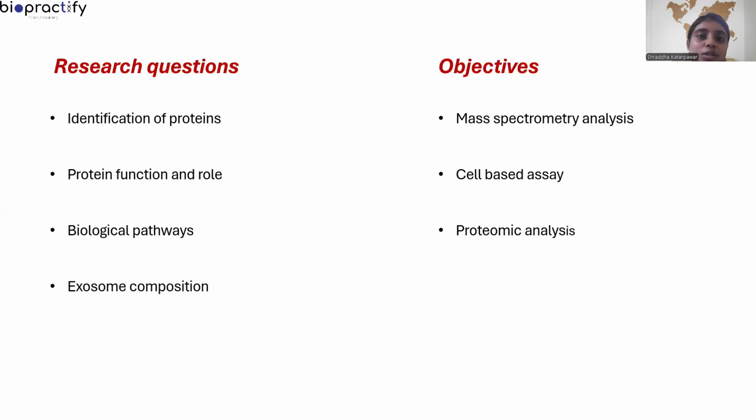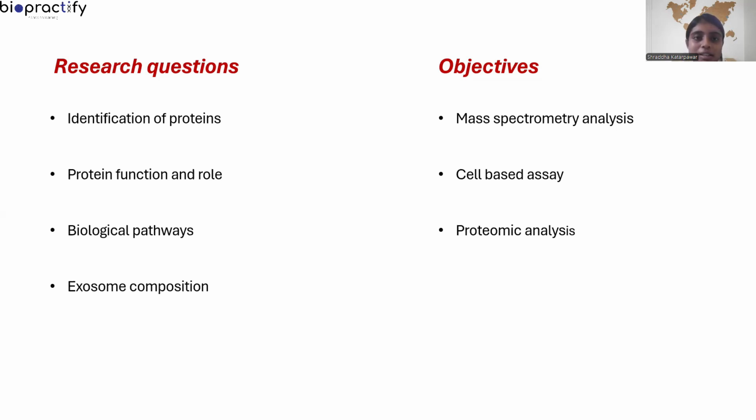So what is the research question in this particular study? What are the specific types of proteins that are present in the exosomes? Then, what are the function and role of the proteins in various biological processes? How do these proteins interfere in the biological pathways, and what is the role of exosomes in various biological pathways? And what is the protein composition of these exosomes?